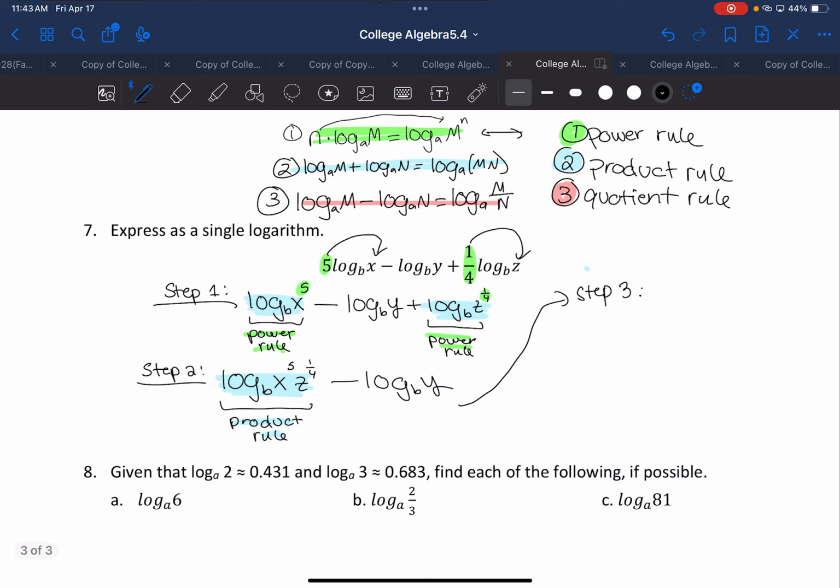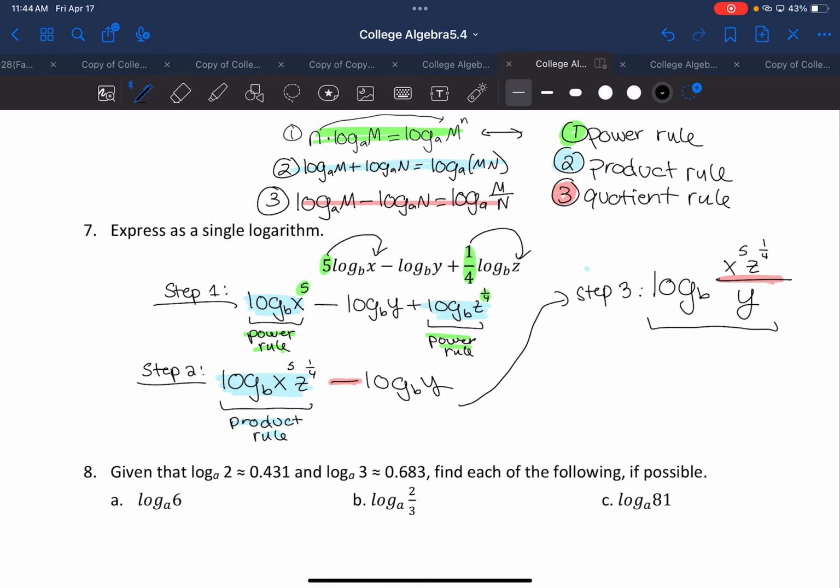I have log base b of x to the 5th times z to the 1/4 minus log base b of y. So I would combine this into one single log, just always keeping my log base b. What came first, which is the x to the 5th power times z to the 1/4 power, goes on top. And then that goes over y, because that's what's in that second log. And so I just used the quotient rule.